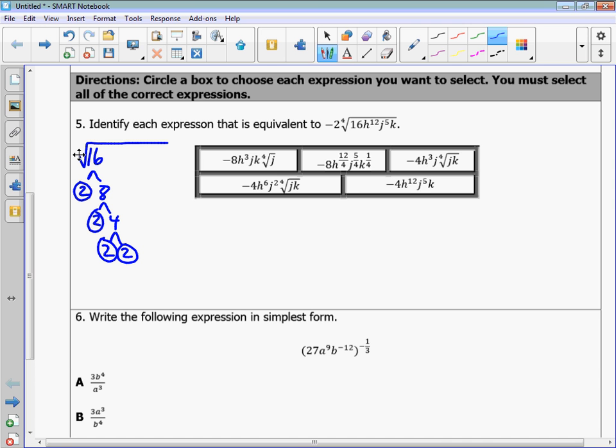So 4 2's. It is the 4th root, so we're going to need groups of 4. So there are 4 2's, so the 4th root of 16 equals 2. We have a -2 on the outside already, and from the 4th root of 16, it's going to equal 2. H to the 12th, there are 12 h's. How many groups of 4 can you make out of 12? 3. So it's going to be h to the 3rd. J to the 5th, how many groups of 4 can you make out of 5? Only 1. So 1 j comes out. So you do j to the 1st or just j, leaving you with a j underneath the radical.